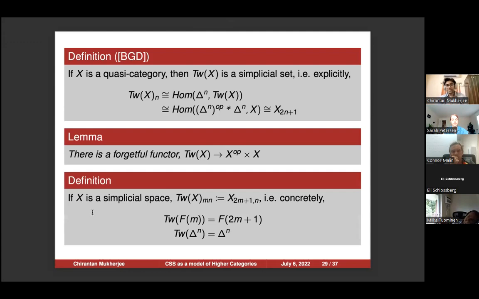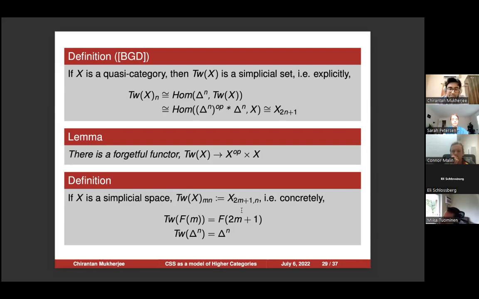Now, in our construction, we first construct the simplicial spaces, which we define level-wise as Tw(X)_{m,n} equals X_{m+1, n}. That is, when we apply the twisted arrow construction to F_m, we get F_{m+1}. And when we apply the twisted arrow construction to Δ^n, we get the identity, we get Δ^n back.